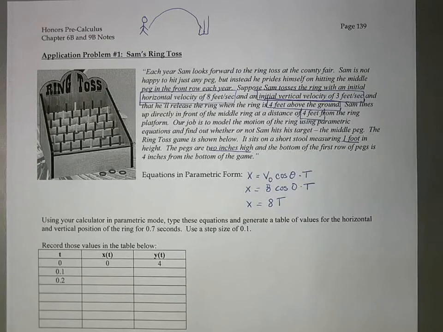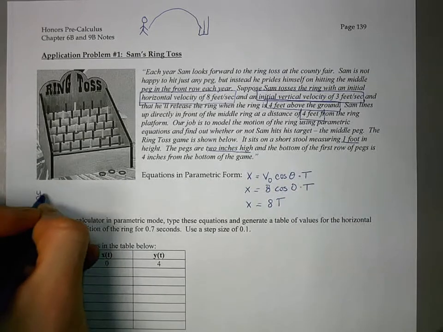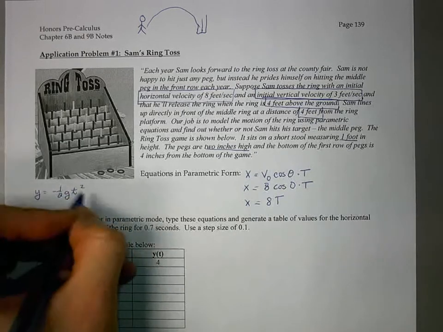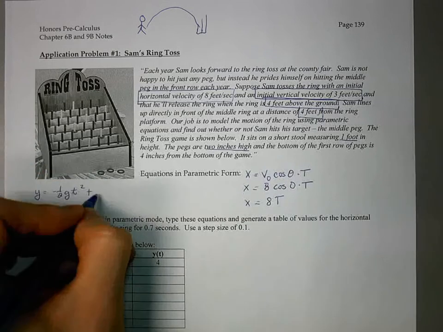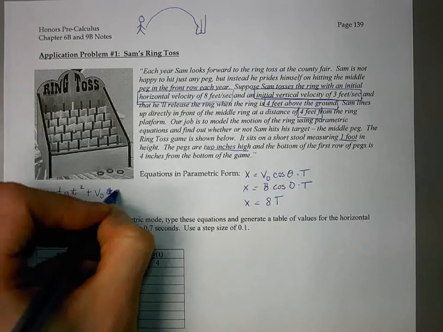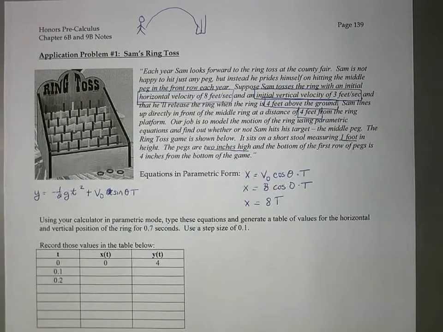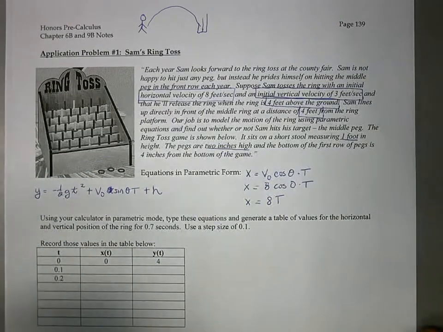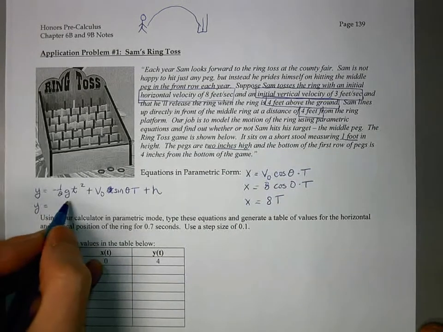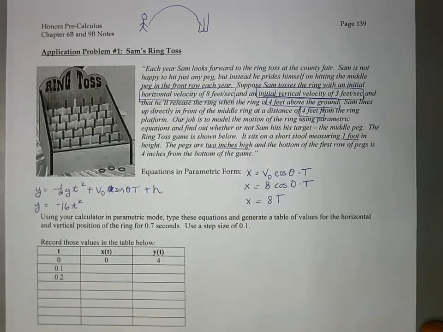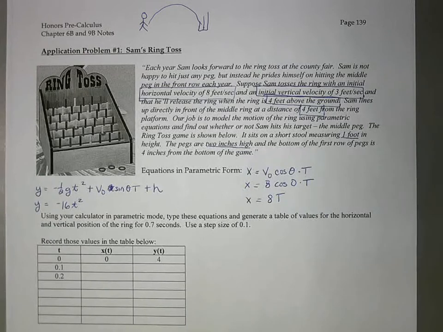The other piece that we've got then is the vertical position. And we know the vertical position is given by the equation negative 1/2 gt squared plus v0 sine of theta times t plus my initial height. And we know the g is going to be 32 feet per second squared since we're all in feet. And so this will be negative 16t squared for the first part. I plugged in 32. Half of 32 is going to be 16.